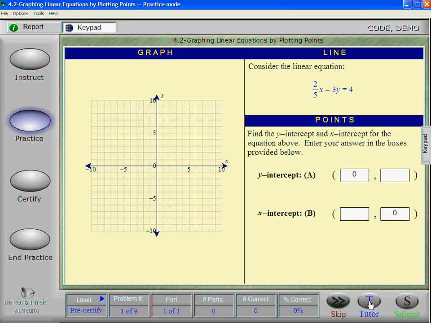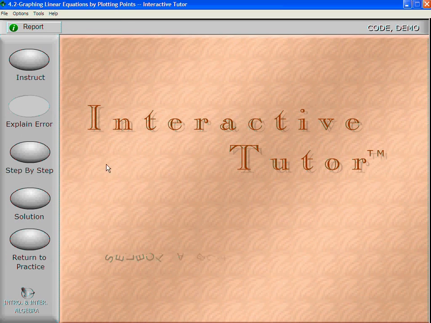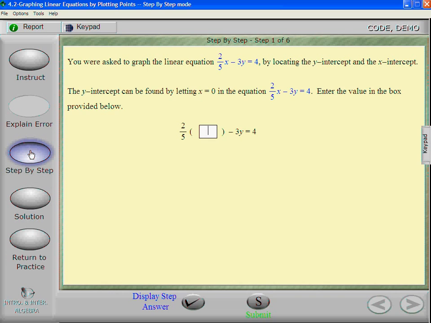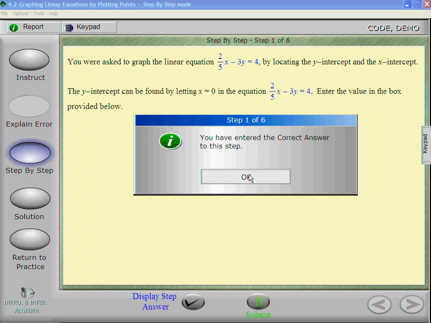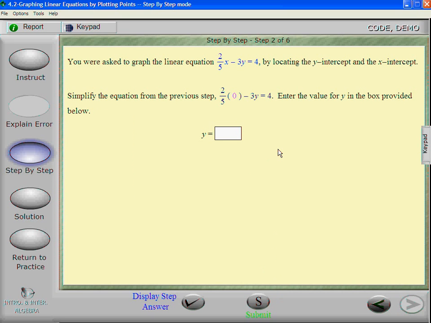I'm going to go into the tutor mode and see if they give some good step-by-step so that I can talk through those steps. Yep, they're saying the same thing here. A y-intercept can be found by letting x equal 0. Okay, so they pretty much tell me what to do. And they're saying if you put 0 in for x, what do you get for y?